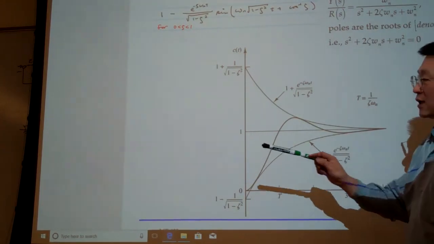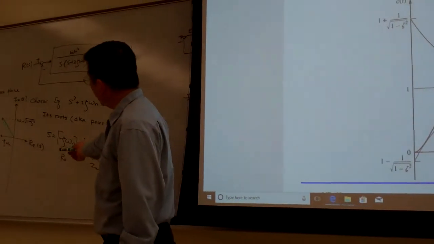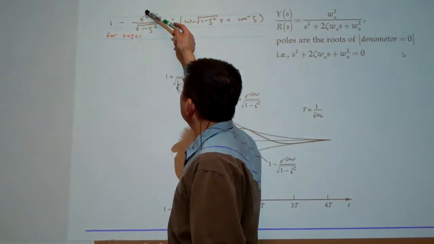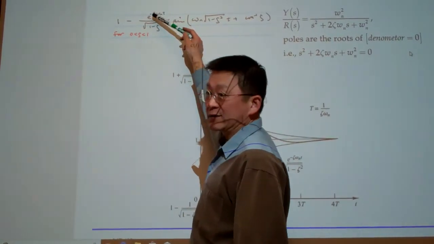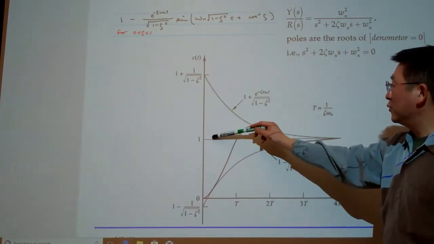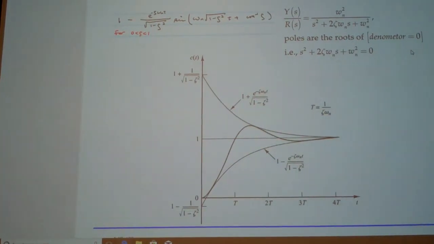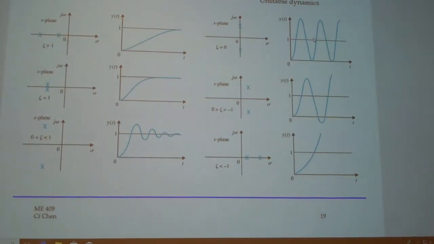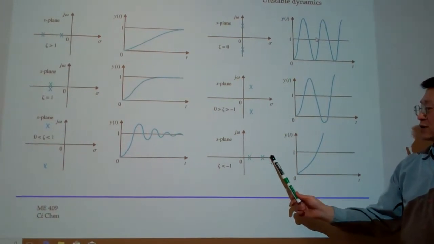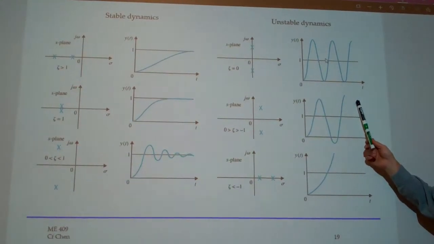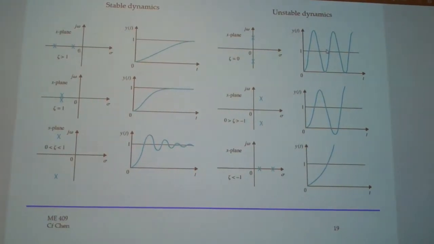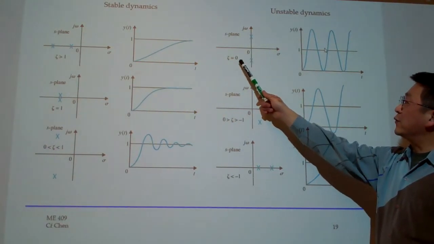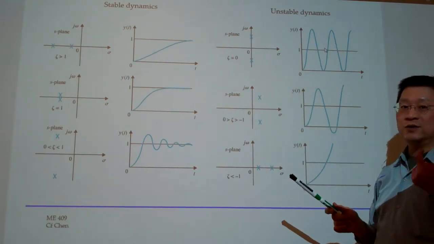On the other side, if the real part of the pole is positive, that means this coefficient becomes positive. Then of course the exponent will be growing. That is the reason we can explain the correlation. So for the two cases with a positive real part, the system will diverge from the desired value. And this case particularly has damping ratio equal to 0. That means the real part equals 0.